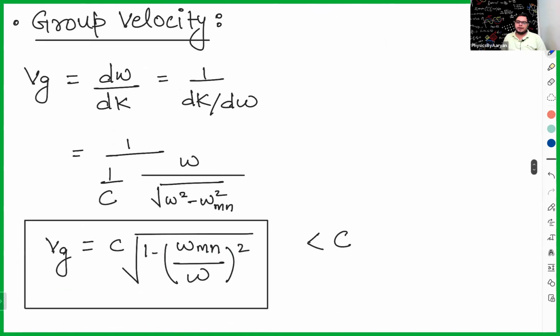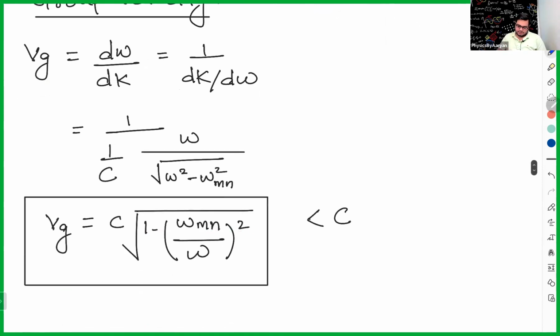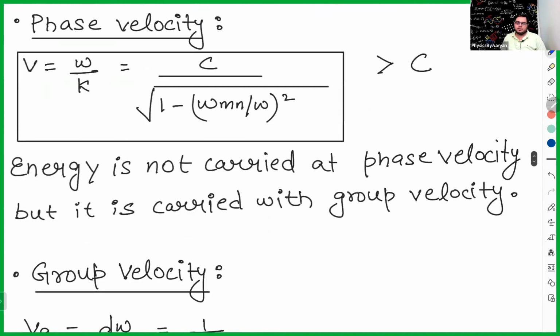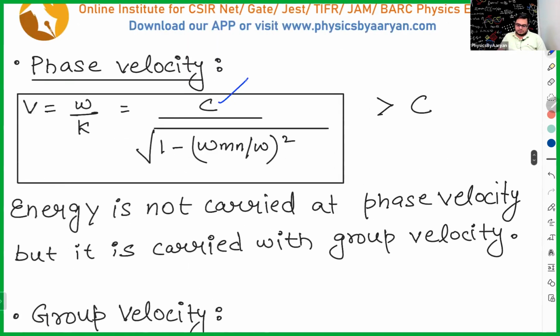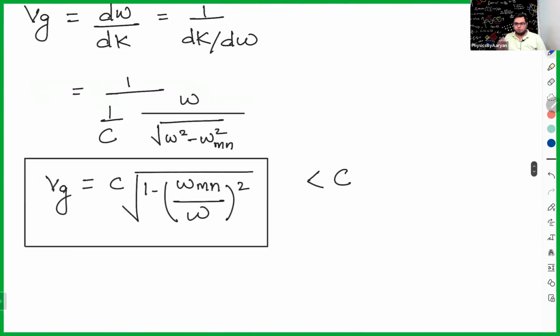So if I do d omega by dk, and put in my values, I will get this result, which is c times the square root of 1 minus omega_n by omega whole squared. It is actually very simple to remember. It is basically c into the root of 1 minus (omega_n by omega) squared, and this comes out to be less than c, because this factor is less than 1. So your wave is not going from one place to another with a speed more than the speed of light. It is going with a speed less than c. So our relativity principles are okay. No problem is there.